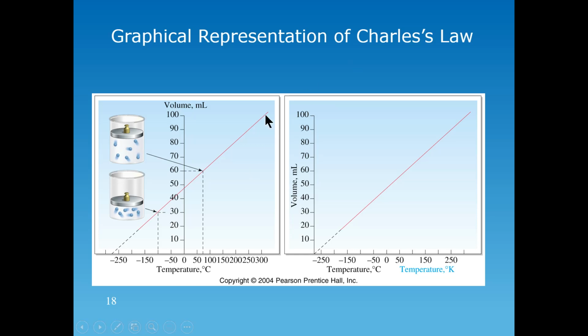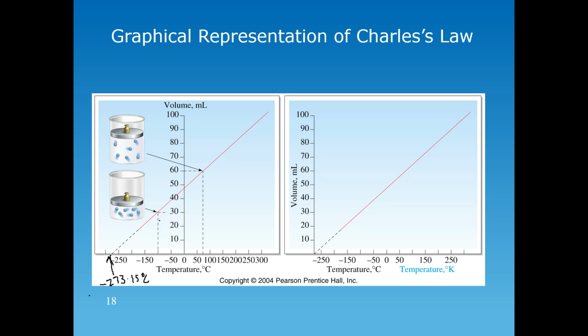So if you were to extend the line below the boiling point of the gas such that it cuts the x-axis, then what you'll find is that if the temperature scale that you're using here is the Celsius scale, it's going to cut the x-axis at a temperature of minus 273.15 degrees Celsius. And this is where the whole absolute zero concept comes in.